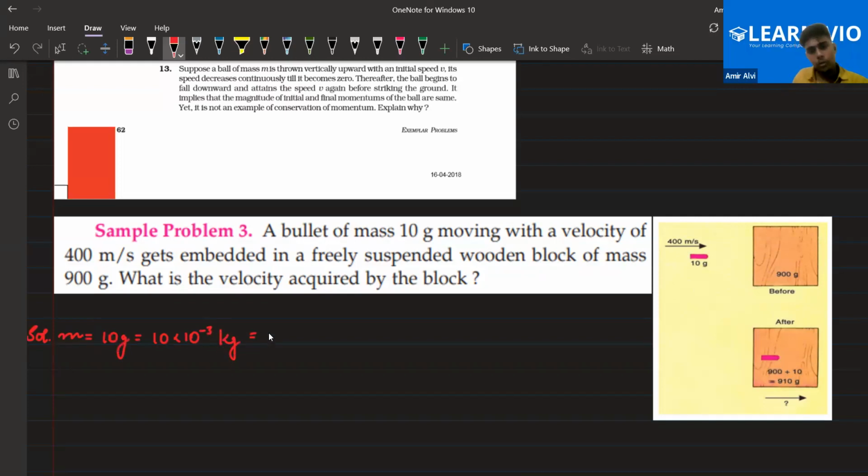That comes to 10 to the power minus 2 kg. Okay, the velocity of the bullet is 400 meter per second. It means you can see that it is a very high velocity, and the mass of the block is 900 grams.